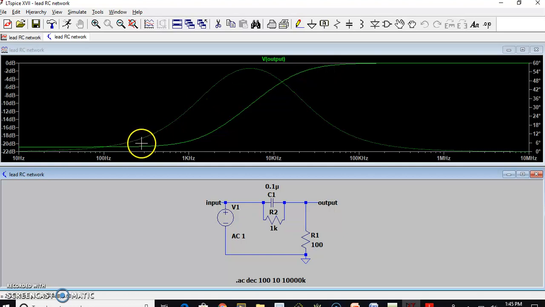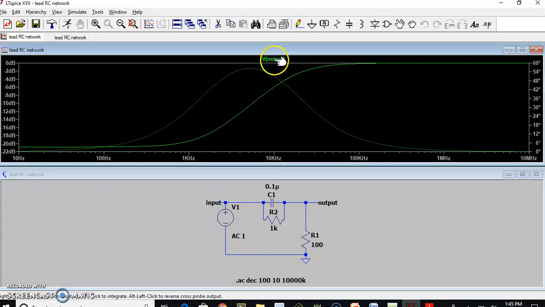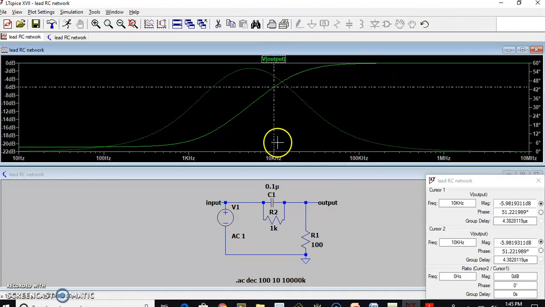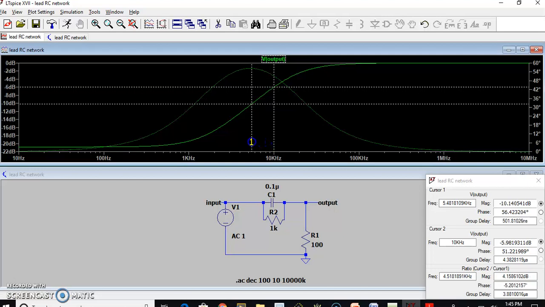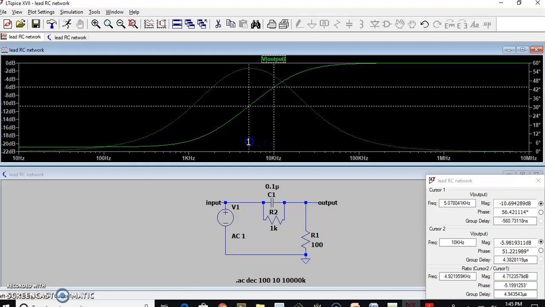Because the 0 is located first, we're going to have the positive phase. The phase will be close to plus 54 degrees at a frequency of close to 5 kilohertz. You can just go down here and try to see what the phase is at 5 kilohertz. So you can see this is almost 56 degrees. So the phase is almost 54 to 56 degrees, which is positive, at a frequency of 5.02 kilohertz.